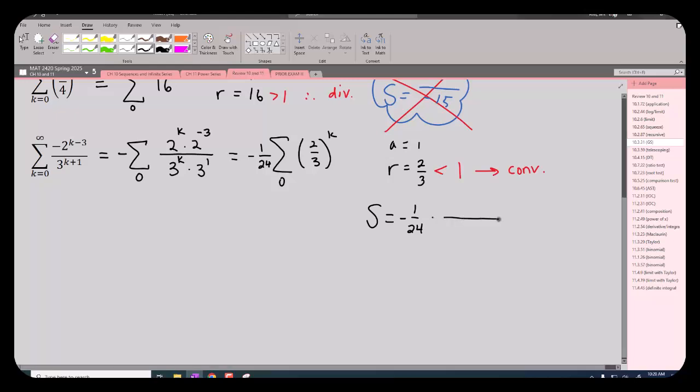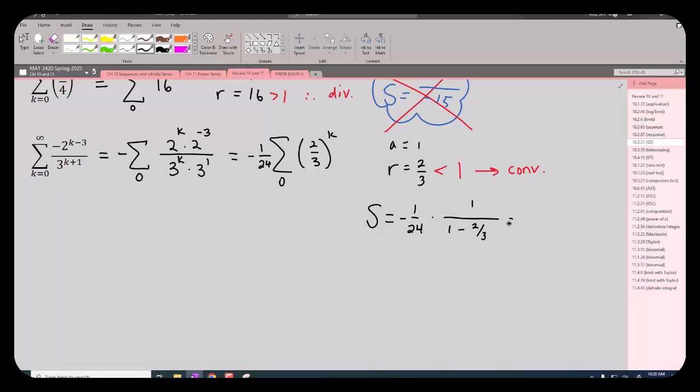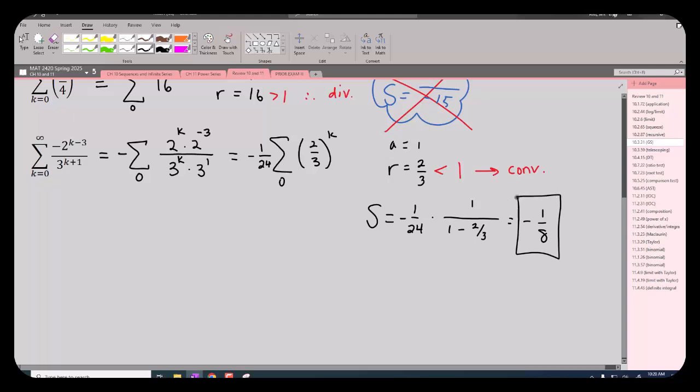So then we do our A, which is 1, over 1 minus R, so 1 minus 2/3. 1 minus 2/3 is a third. Division by a third is multiplication by 3. So we end up with minus 1/8 as our total sum. GAS, geometric series.